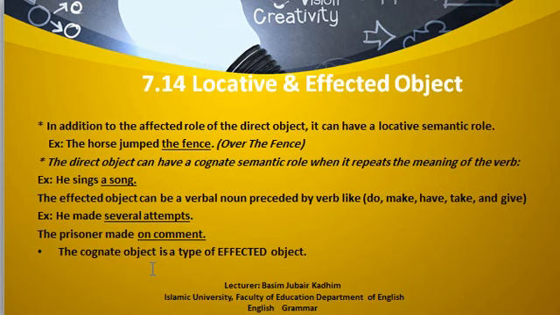As for the locative and the affected object, the object is either locative or affected. Pay attention to this, affected or locative. In addition to the affected role of the direct object, which is the typical role, it can have a locative semantic role. For example, the horse jumped the fence, which means over the fence.